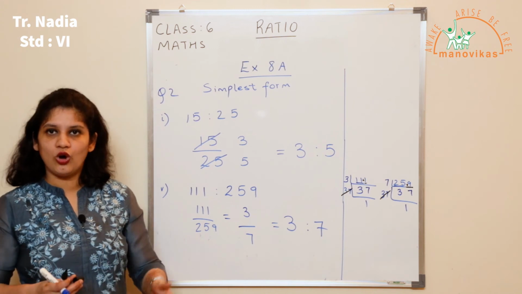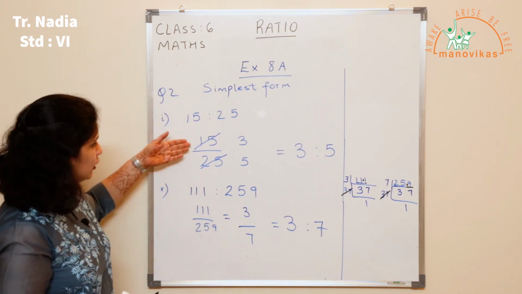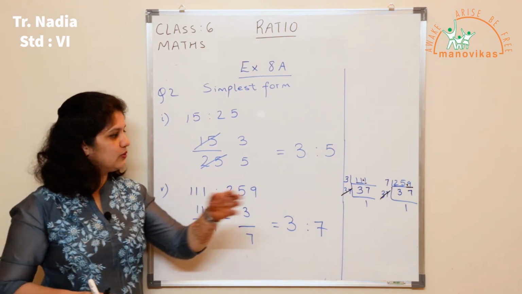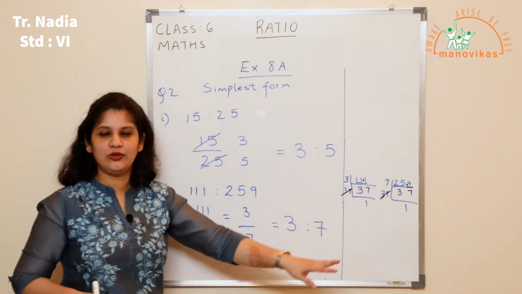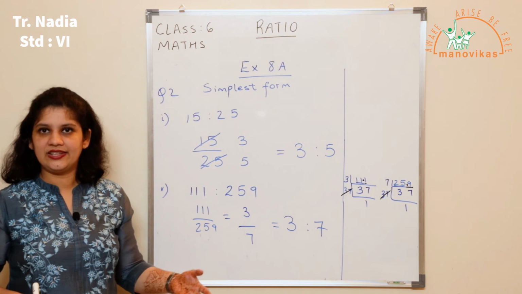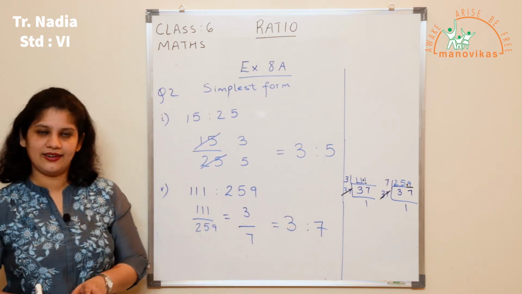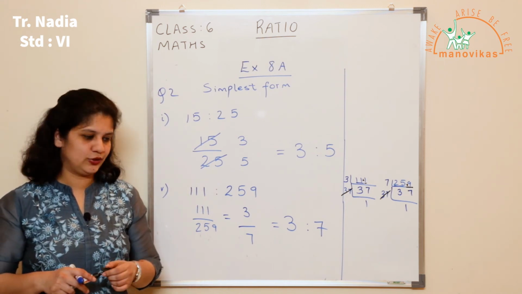So children, you all have two options. When the numbers are simple, you all can reduce it directly. Do it this way. If the numbers are slightly big and you are finding it difficult to reduce, do this method. Please remember, this method is very useful even in your 7th and 8th standard classes to reduce the numbers easily and correctly.